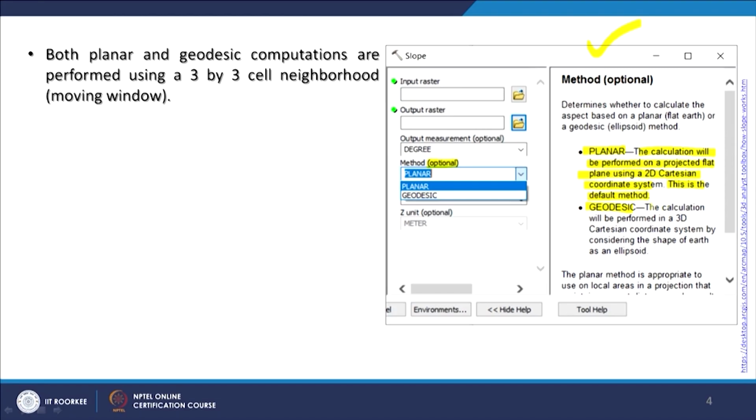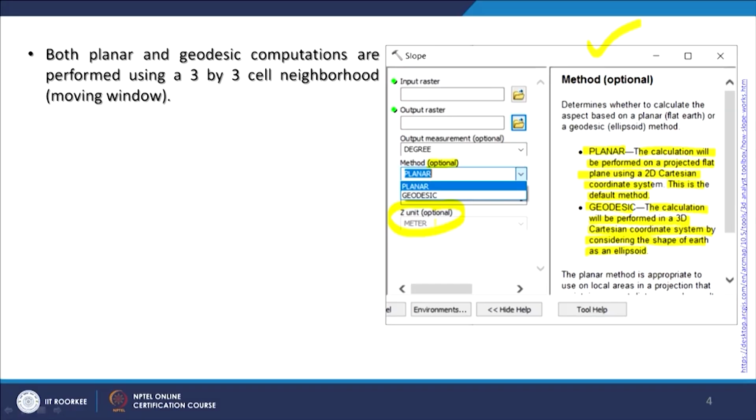Now, in geodesic, the calculation will be performed in a 3D Cartesian coordinate system by considering the shape of the earth as an ellipsoid, and if you want further details, of course those are available. And remember all the time this Z factor, though it is written optional, but when our digital elevation models are in decimal degrees and the cell values are in meters, we have to take care of this. We have already discussed this and we will discuss it further when I demonstrate through a software.